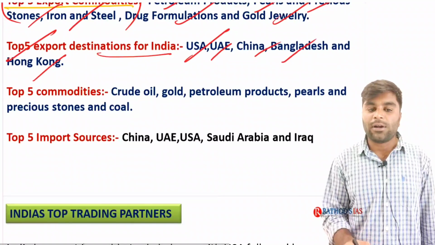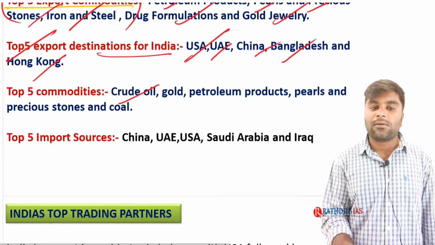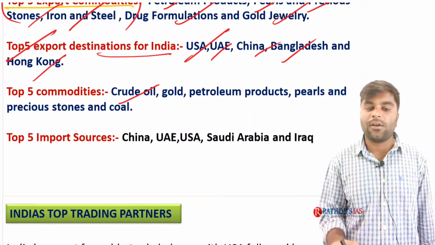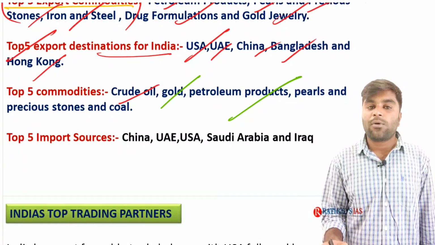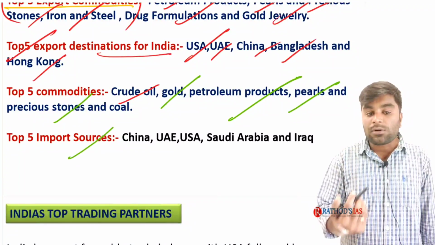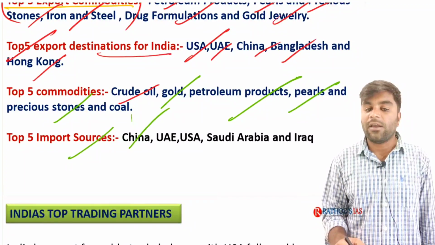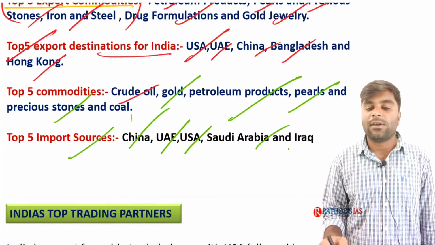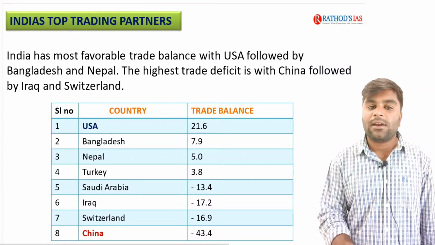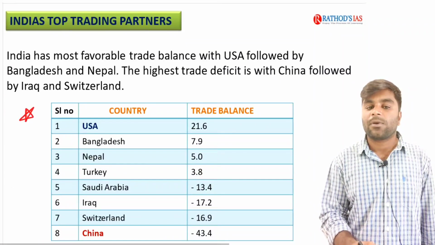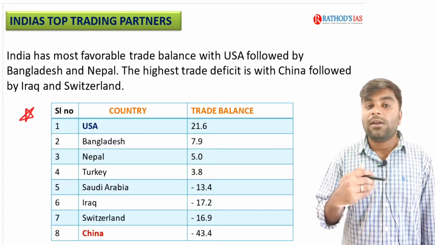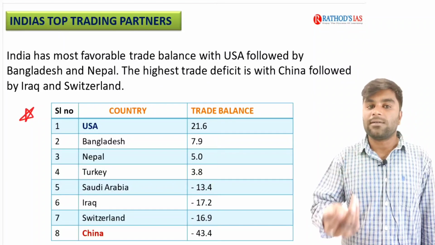Next, the top 5 import commodities: crude oil. Remember this. These commodities are also very much important. UPSC asks about the export and import of commodities. Crude oil, gold, petroleum products, pearls and precious stones and coal. And the next top 5 imports come from China, UAE, USA, Saudi Arabia and Iraq. So remember these facts. Next, this data is very much important, guys. Which country has a trade surplus with India? Which country do we have a trade surplus with?